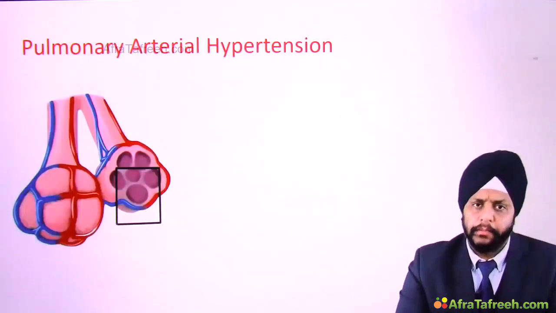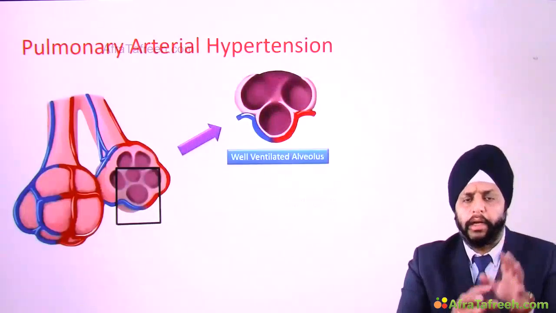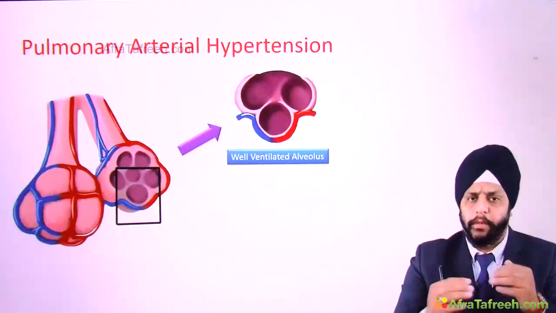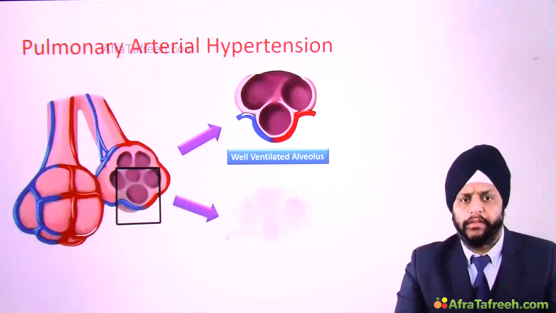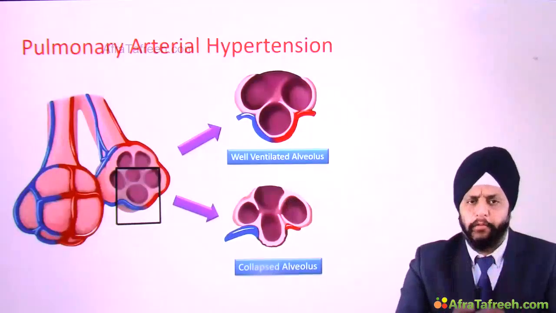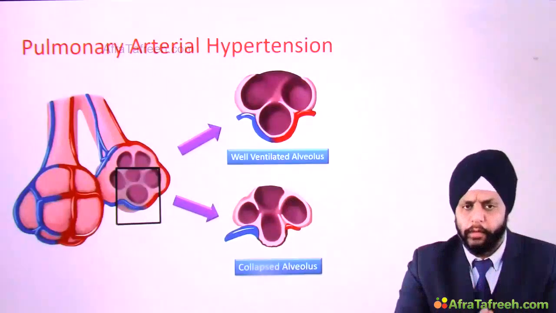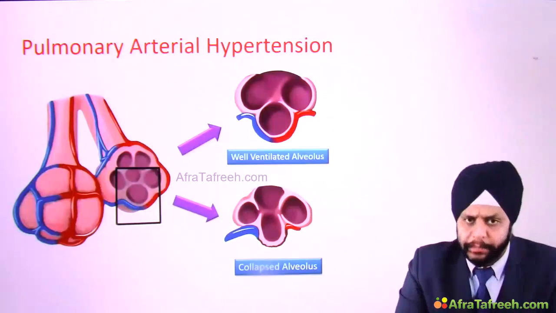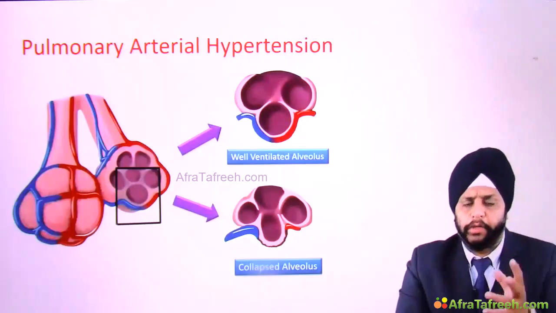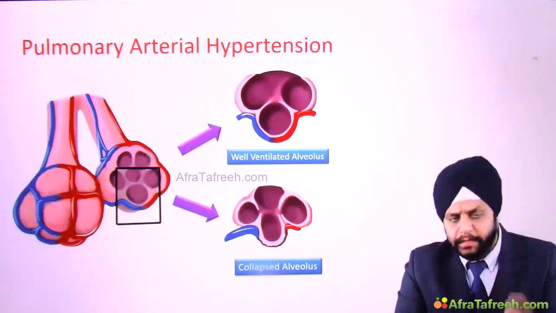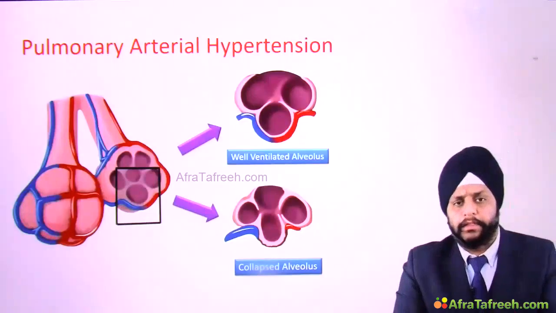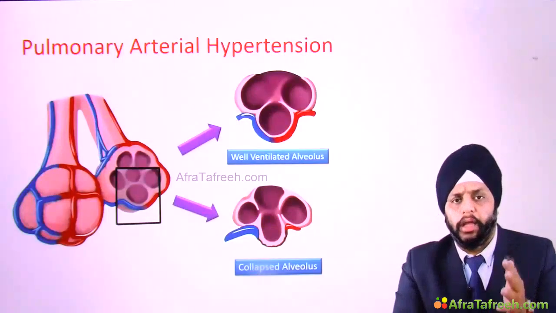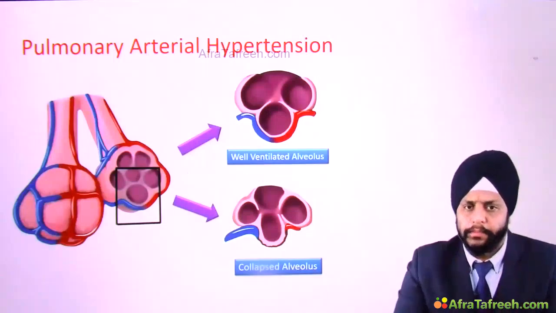So what happens? Now you see in the well ventilated alveoli, the air passage is normal. But if there is a collapsed alveoli, the alveoli is collapsed because there is no air. Now what happens? The body will not send the blood to that alveoli. Okay, why? Because it wants to take as much oxygen as possible, so it will send all the blood to those alveoli where there is oxygen.